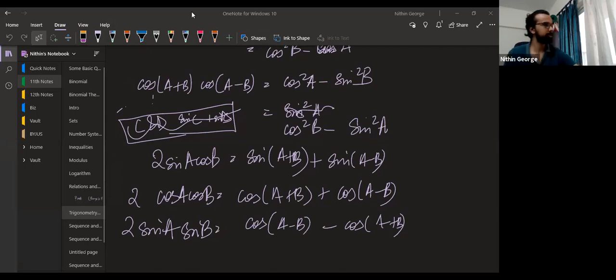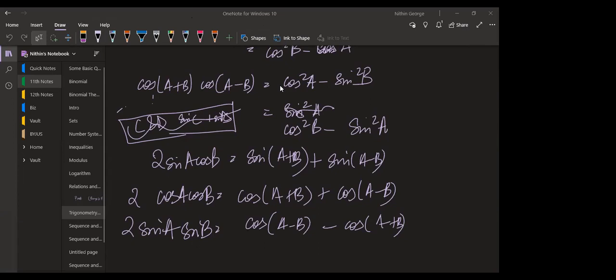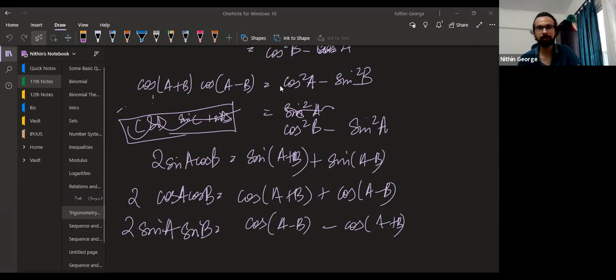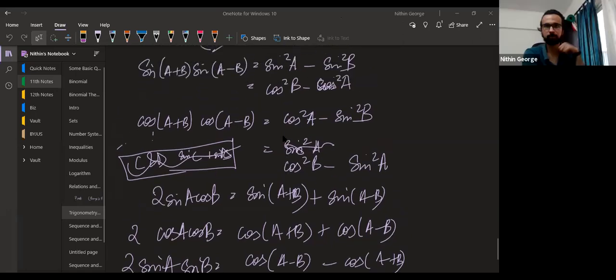Okay, so let's just begin the class, shall we? Is the screen clear? Everyone? Yes, sir. So you guys have the formulas ready with you, right? Sin C plus sin D, sin C minus sin D, all of that. In the last class, we covered a few formulas, and I asked you to do the remaining also.